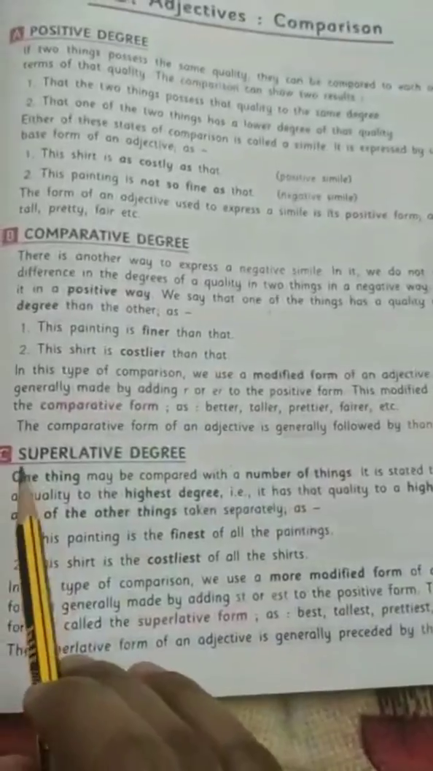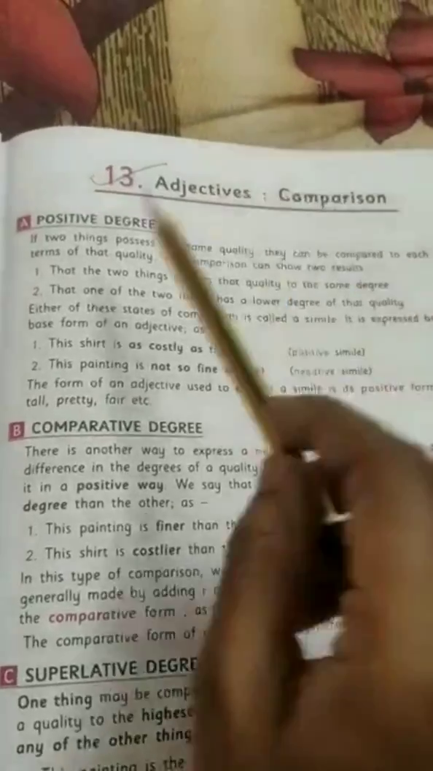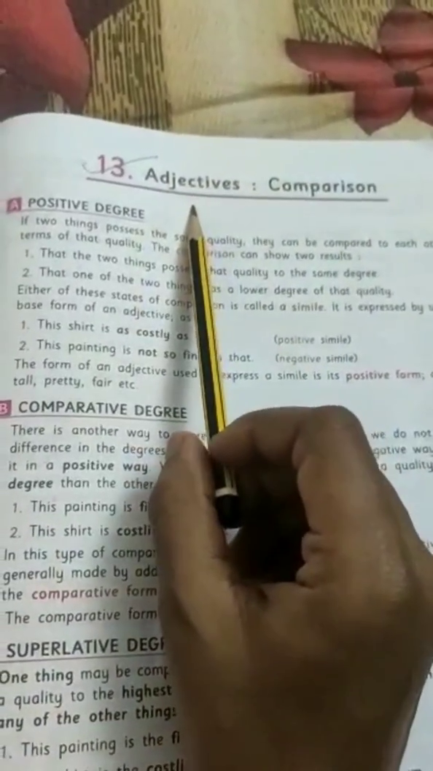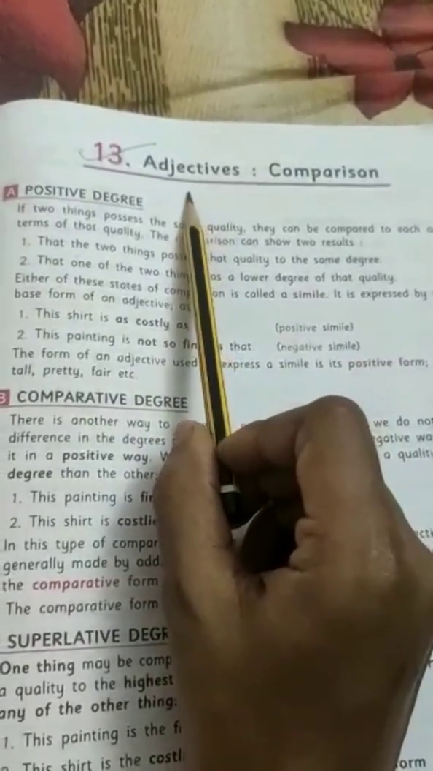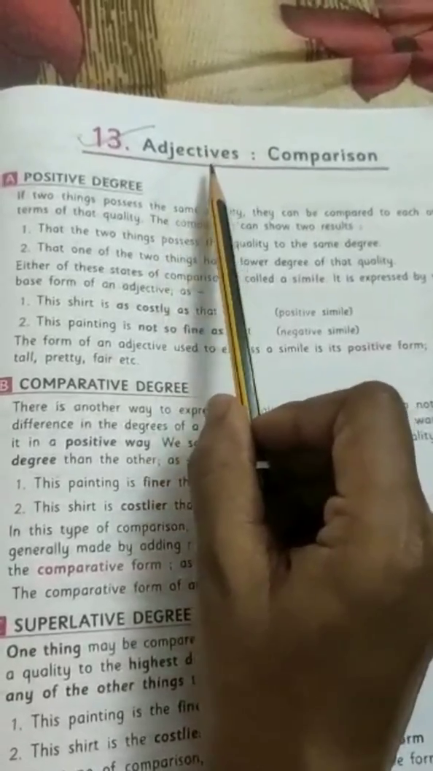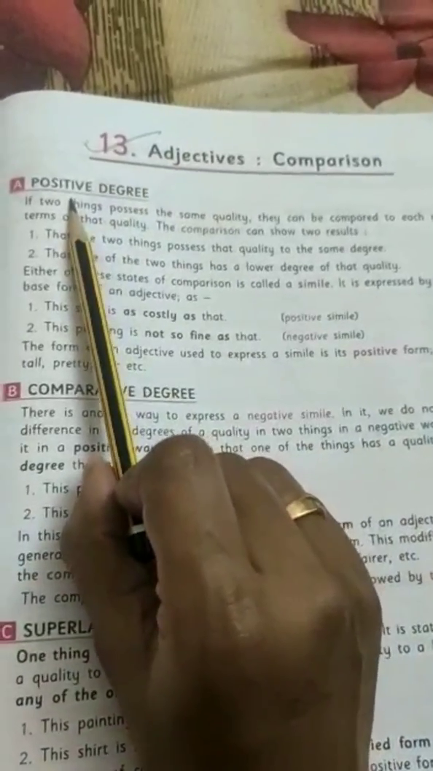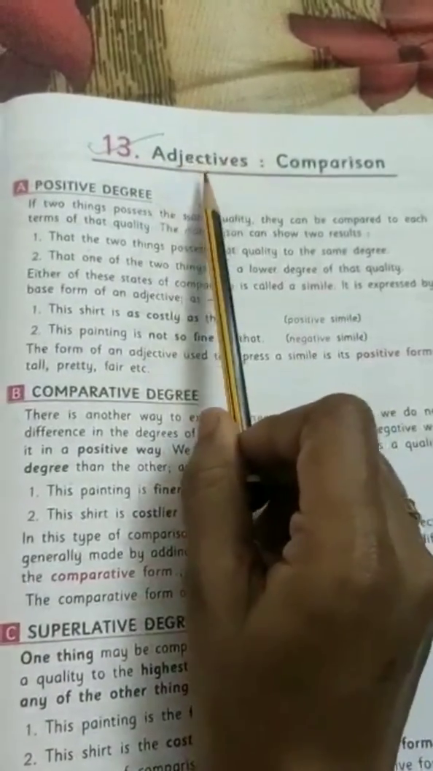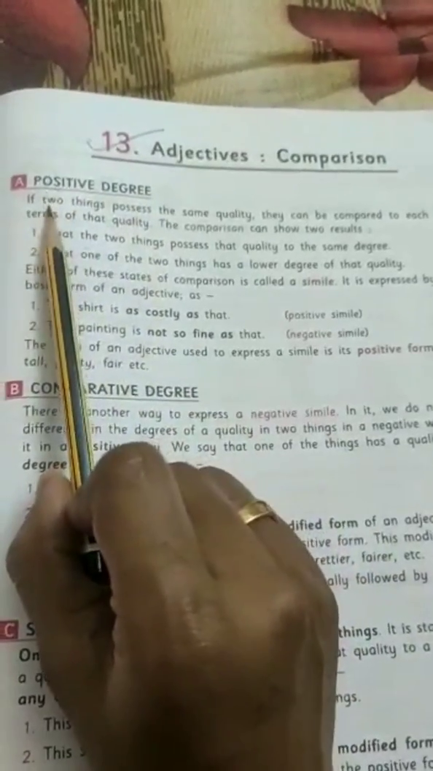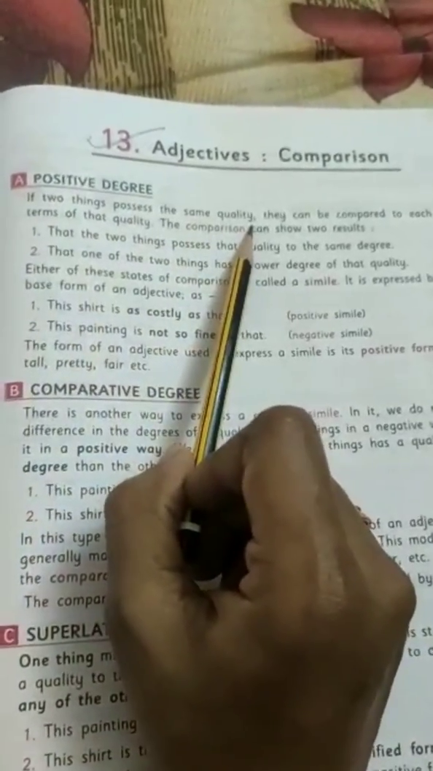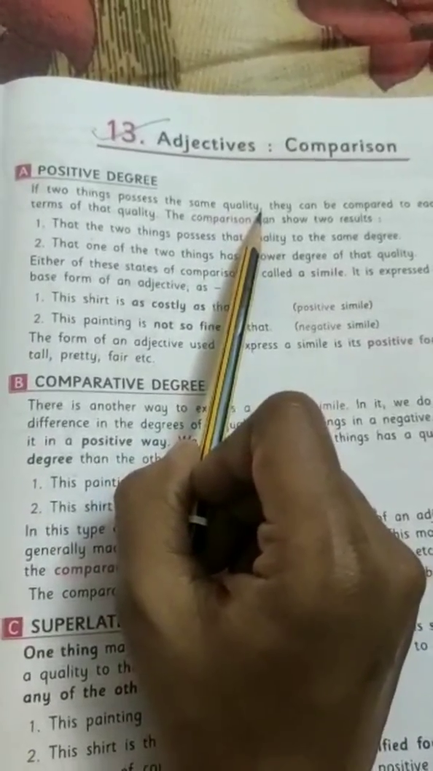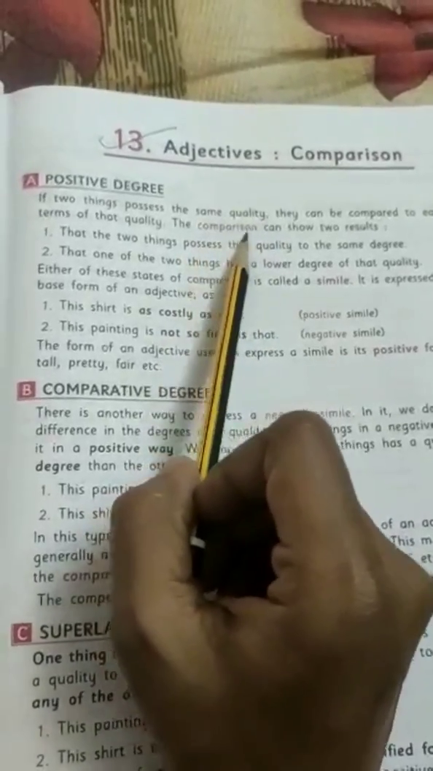Okay, now superlative degree. The next chapter, the 13th one, adjectives comparison. We have already done what an adjective is. Now when we are comparing something and using the adjective to compare them, we should understand what comparison is when it comes to adjectives. Now in that we are going to read about positive degree. If two things possess the same quality, like we can say in a class there will be two people who are studying well. So how are we going to tell who is the best? How are we going to compare?